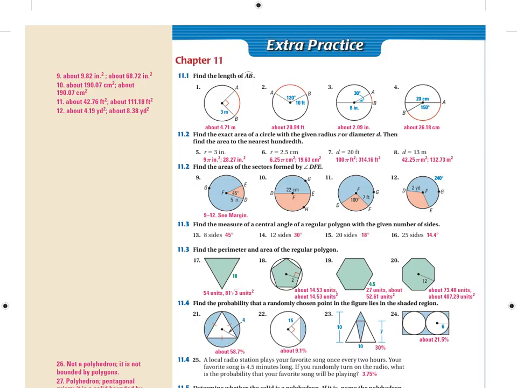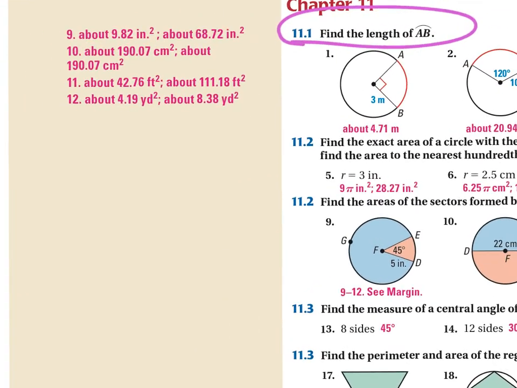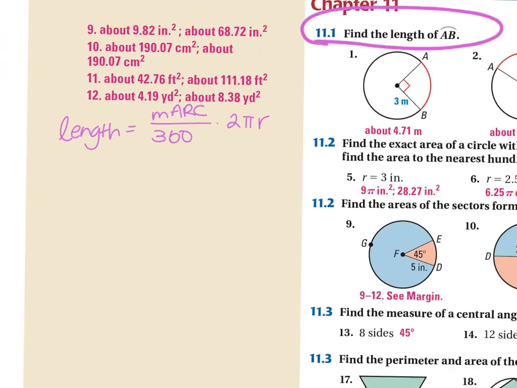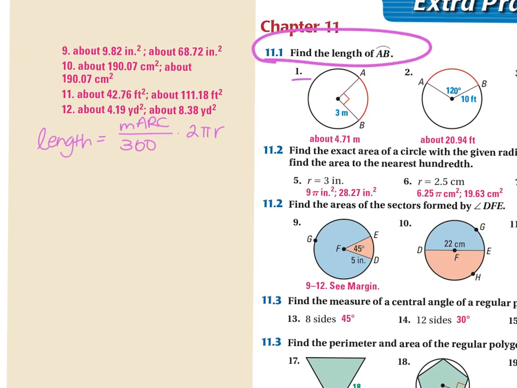Okay, the good news on chapter 11 is there's not a ton of stuff from here. So what you do need to know is the length of an arc. So remember the equation for the length of an arc is the measure of the arc over 360 times the circumference, or 2 pi r. So that'll get you number 1. If the arc is 90 degrees, then that's 90 over 360 times 2 times pi times 3. And if you work that out with your calculator, it's going to give you the decimal 4.71.